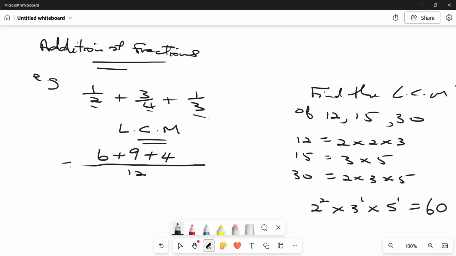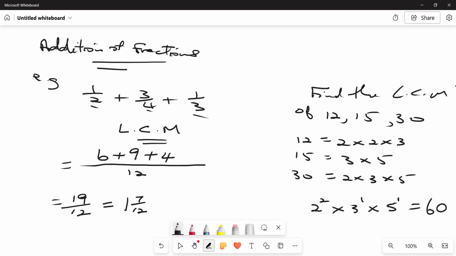And then you add up all of that, right? When you add up all of this, what will you get? 6 and 4, 10, and 9, 19 over 12. Now, this is what we call an improper fraction. You have to convert that now to what you call a mixed number. So it's 1 and 7 over 12, right? That's your answer.